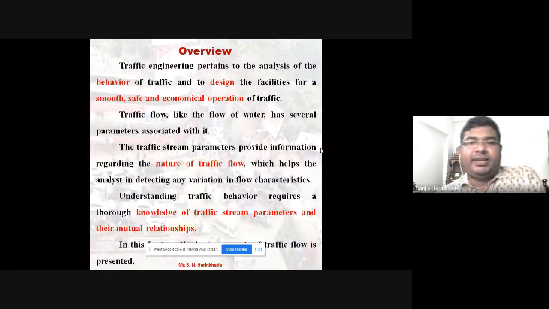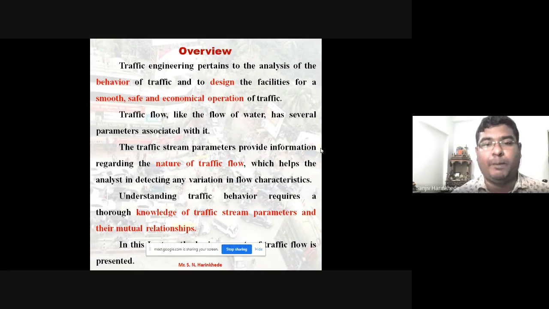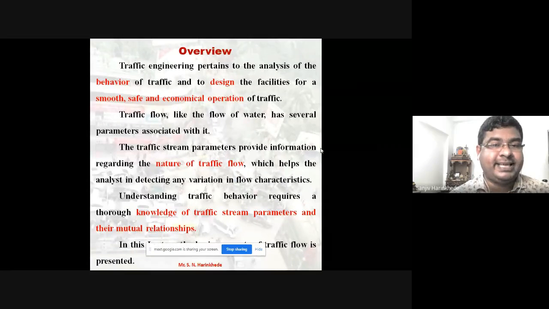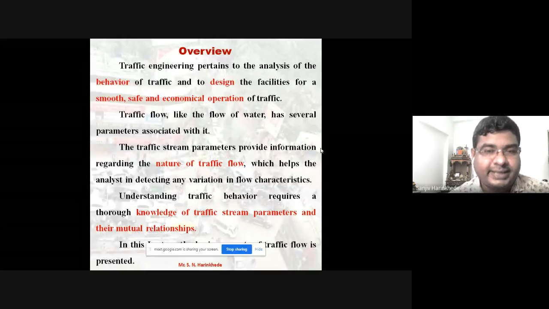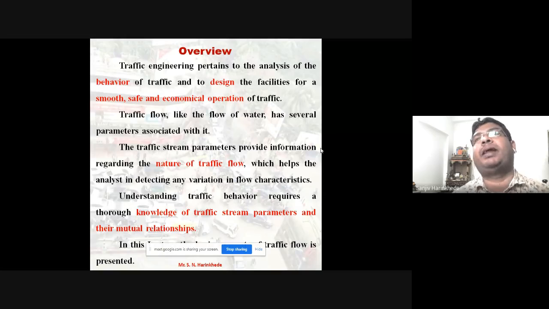So we know that traffic engineering pertains to the analysis of the behavior of the traffic and to design the facility for the smooth, safe, and economical operation of the traffic. Every traffic engineer must facilitate smooth, safe, and economical operation. The traffic flow, like the flow of water, has several parameters associated with it. As I just said, these are the speed, density, and flow. These are the basic three parameters on which traffic flow is dependent.